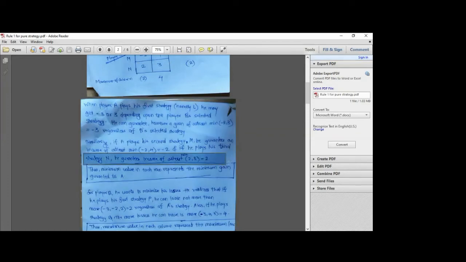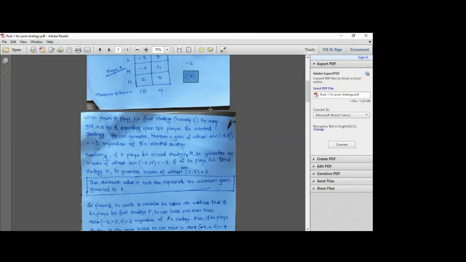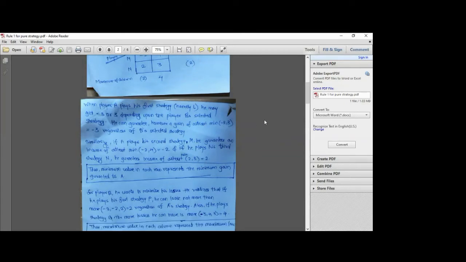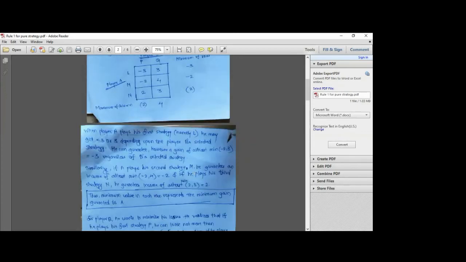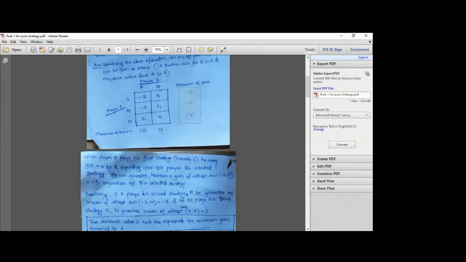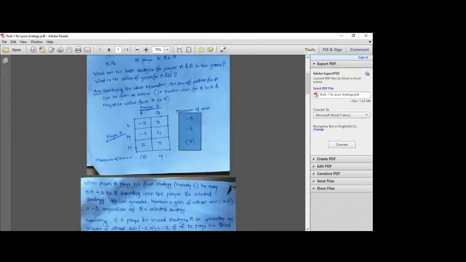So here that I have written. So strategy N, he guarantees income of at least how much? Minimum of 2 or 3, and that is nothing but 2, and that value we have written here. And thus I have written in the box here, thus the minimum value in each row represents the minimum gain guaranteed to that particular player A, right? मिनिमम ऑफ रो जब हम लोग निकालते हैं तो हम लोगों ने क्यों निकाला है? Because we are going to find out what is the minimum guaranteed gain for A if he is playing the corresponding strategies, right?